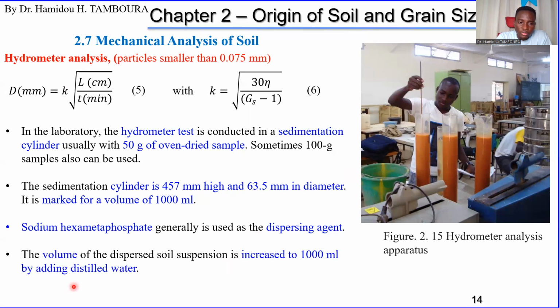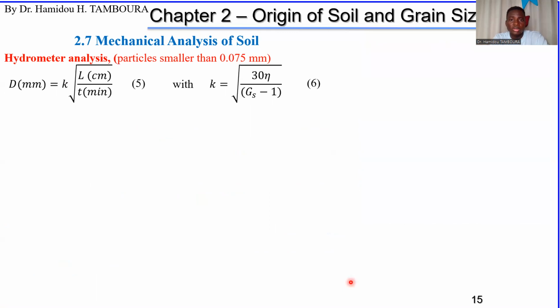We should complete with water to make it 1 liter, because maybe after mixing you will not have exactly 1 liter. It's only 50 grams you mix with water. After mixing, maybe it will not be 1 liter. So you have to add more water sometimes to reach the marked place of the cylinder. And then after that, you can start doing your test.